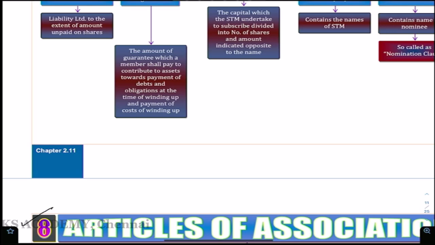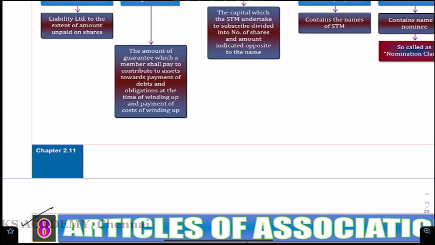Next, question number 2. I want to entrench after getting incorporated in a private company. Which approval is required? Members' approval. Ordinary, special, or unanimous? Unanimous. Very good. Public company? Special resolution. Very good.